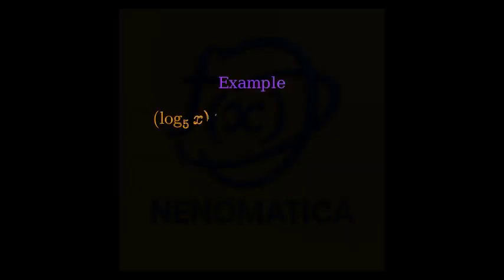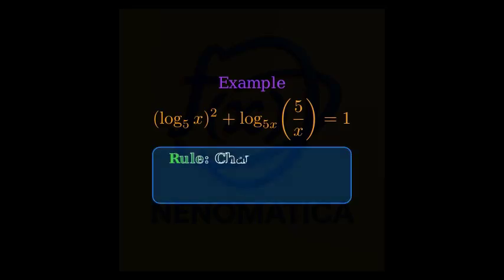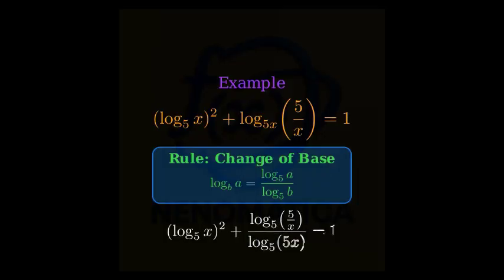Example, our equation is open parenthesis log base 5 of x close parenthesis squared plus log base 5x of 5 over x equals 1. Step 1. Apply the change of base formula. Log base b of a equals log base 5 of a divided by log base 5 of b. Converting the second term to base 5 gives the first transformation line.